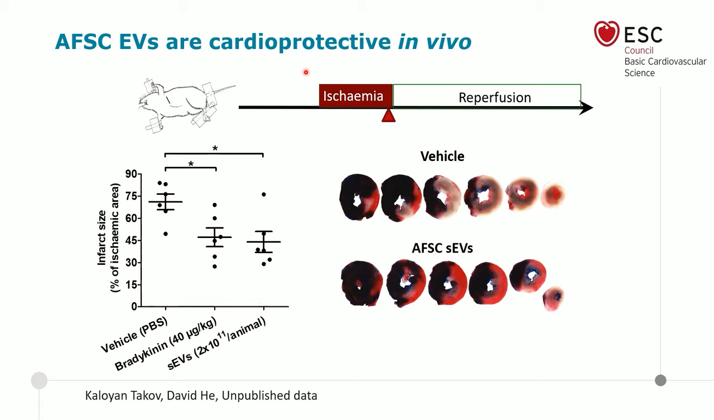So then we wanted to see if these are cardioprotective, and we used a mouse model of ischemia reperfusion here. And importantly, these were performed blinded. The person doing the experiments was just given the tubes, randomized, and didn't know which one was which for the analysis as well, because we wanted to be really sure that these vesicles are actually protective. And as you can see, we saw a significant reduction in the infarct size with administration of the SEVs just before reperfusion. We used bradykinin as a positive control here because we know this is very protective in this model.